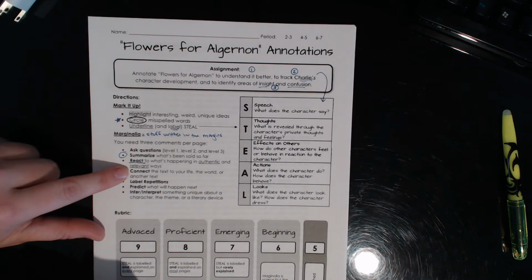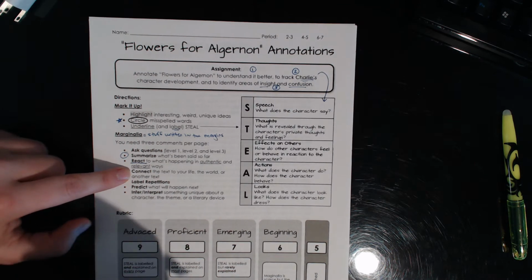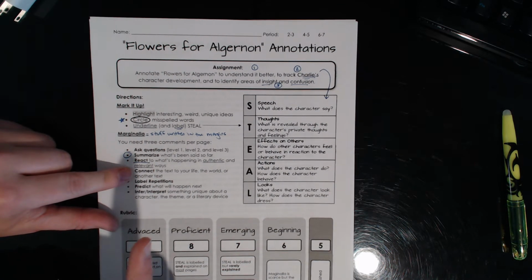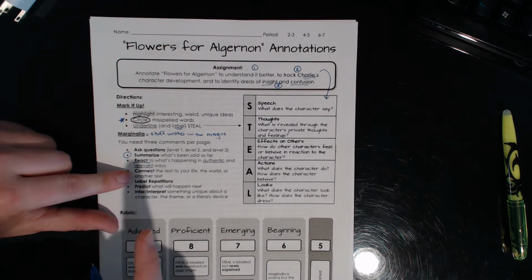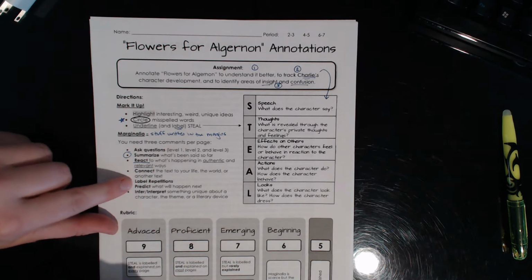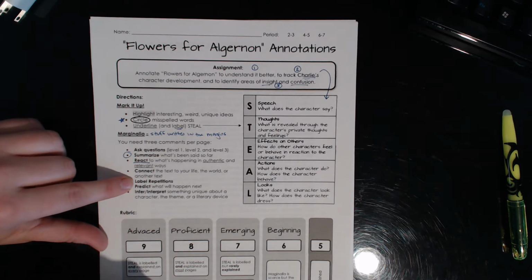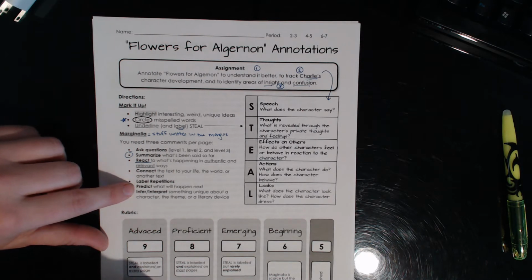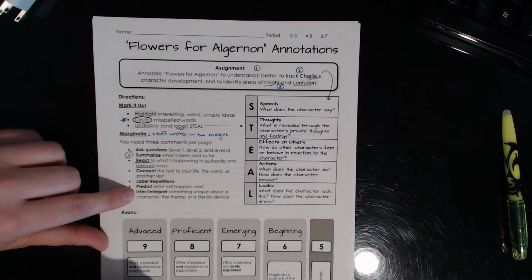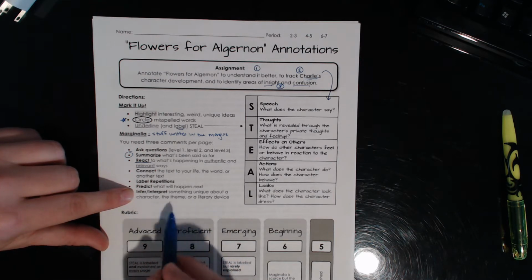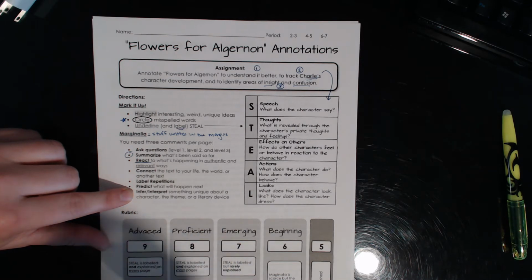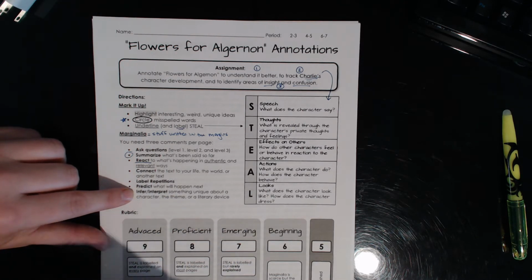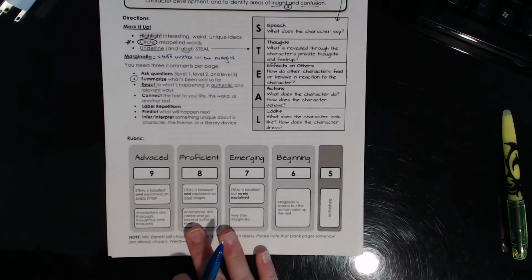You can also connect the text to your life, the world, or another text, like, oh, this reminds me of a time when, or, oh, isn't this the same as that one character in the other book I read? Repetitions we learned from reading The Tell-Tale Heart are important and intentional. We could predict what happens next, or we can make an inference or an interpretation about something in the character, maybe a theme or a literary device. If I notice a metaphor, I could analyze, what is this metaphor? What's it doing here?